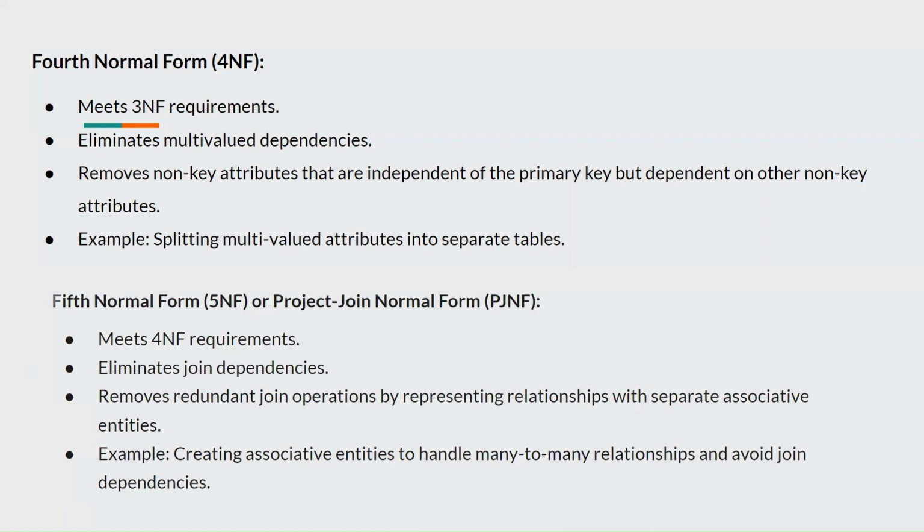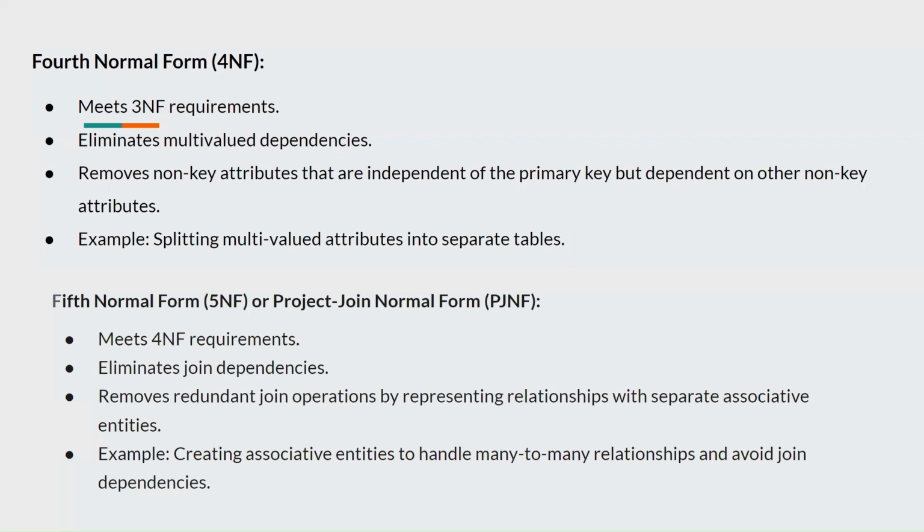There are additional normal forms beyond fifth normal form, such as domain key normal form, DKNF, and sixth normal form, which are applicable to specific scenarios involving certain types of dependencies. The most commonly used ones are the first, second, and third normal forms only.